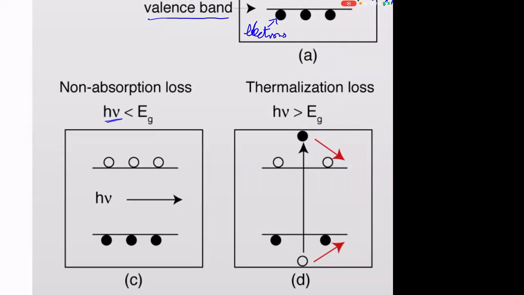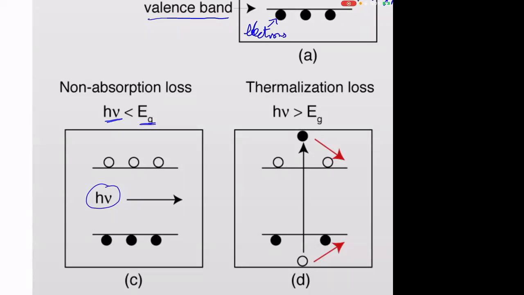Now there are other things that can happen when the energy of the photon, for instance, is less than the band gap. If the energy of the photon is less than the band gap, nothing happens. It doesn't have enough energy to kick the electron into the conduction band, so it just passes straight through. This is what we refer to as non-absorption loss, so the material is simply transparent. A good example is glass is transparent to visible light, right?